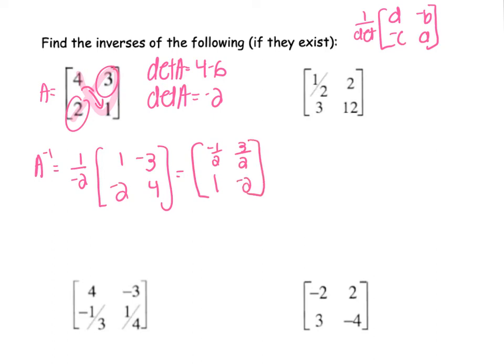This next matrix, we'll call B. It is a square matrix, so I can try to find an inverse. Here I do 1/2 times 12, which is 6, minus 2 times 3, which is 6. So my determinant of B is 0. So there is no inverse, because the inverse does not exist.